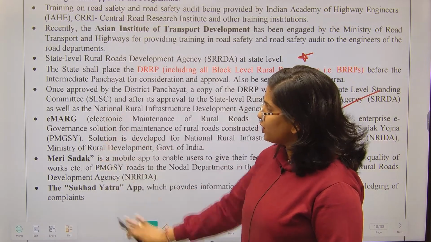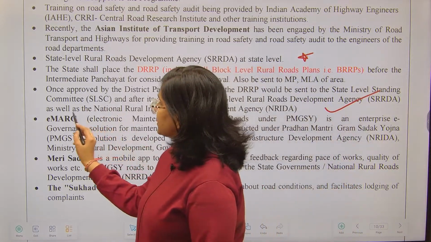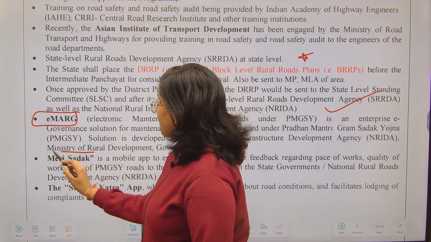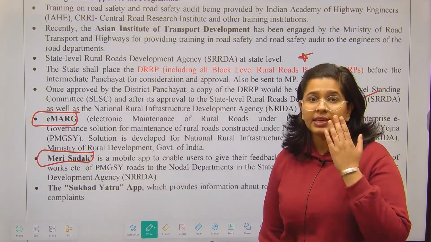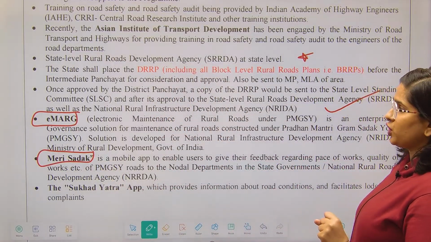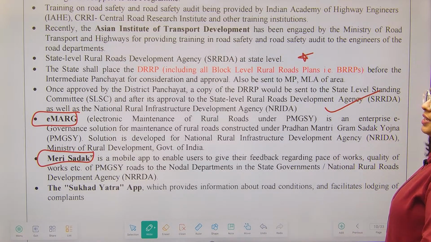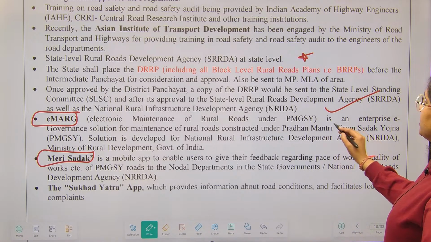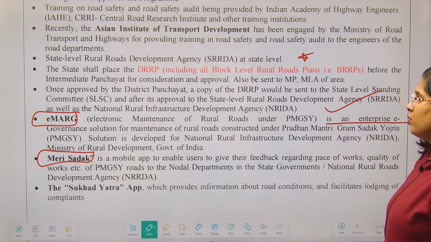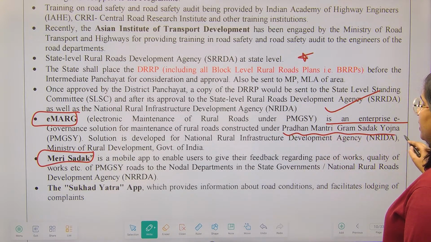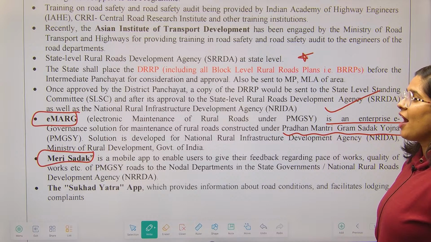यहाँ पे जो और initiatives हैं ये हमारे लिए जरूरी हैं. For example, e-MARG, for example, the Meri Sadak app, right? So over here we interact with the citizens and that is how the information gets to us. So e-MARG is electronic maintenance of rural roads, an enterprise e-governance solution for maintaining the rural roads constructed under the Pradhan Mantri Gramin Sadak Yojana. Then we have Meri Sadak.